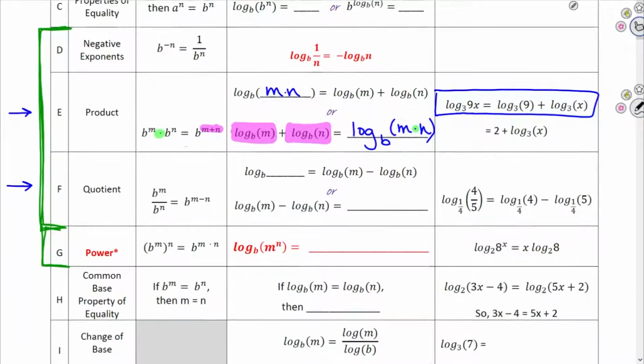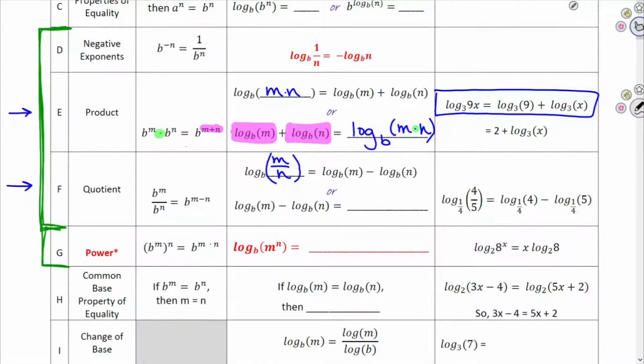Now, to me, that's very similar to the quotient rule. Notice that we have b to the mth power divided by b to the nth power, and I can write that as b to the m minus n: top minus bottom. That's the quotient rule for exponents. And what that looks like with logarithms is the log base b of m over n is equal to log base b of m minus the log base b of n. So again, it's top minus bottom.